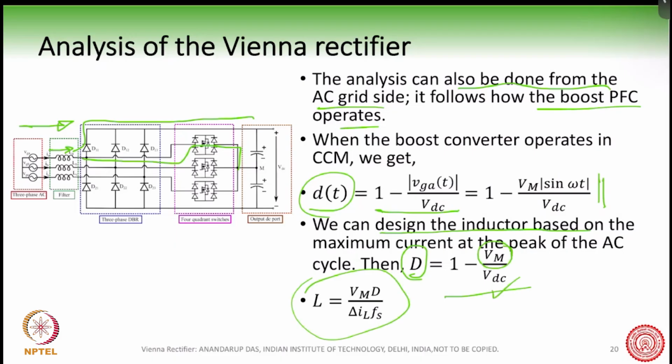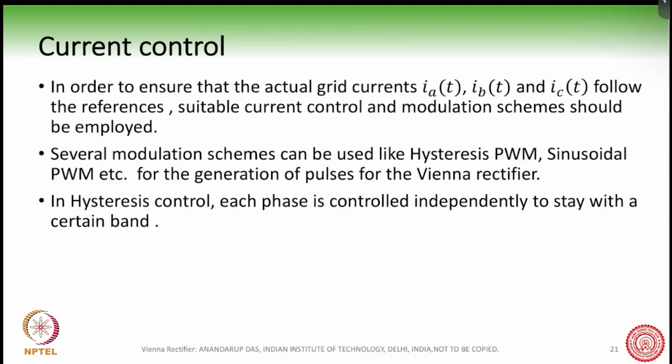And we found that L can be designed in this way: Vm into D by delta IL by Fs, where delta IL is the peak to peak ripple. So this current here is sinusoidal, but there is a delta IL peak to peak, which comes from the boost PFC operation, right? So this is exactly what we know. The analysis of the Vienna rectifier already follows what we know.